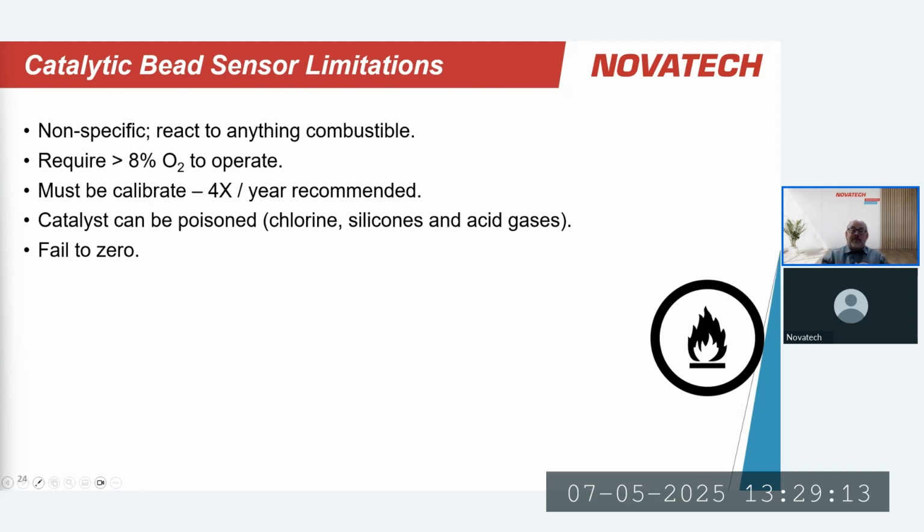Now, there's a reaction happening. We are oxidizing the sample, which means that this changes over time. The response today is not the same as when the sensor was new. It degrades over time, therefore calibration must occur, and they can be poisoned. There are some substances, chlorine, silicones, some acid gases, which will actually poison the catalyst and reduce its ability to oxidize the sample. And finally, they will fail to zero, but again, this is a limitation that speaks more to the old analog technologies that existed in the past, and you could potentially detect an open circuit. Certainly modern detectors will.